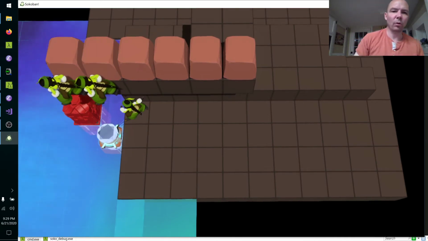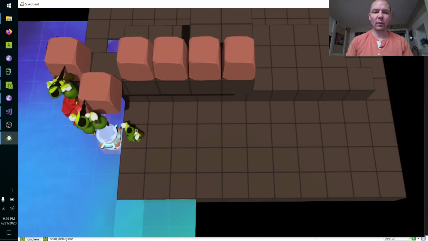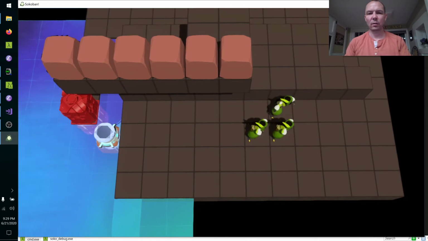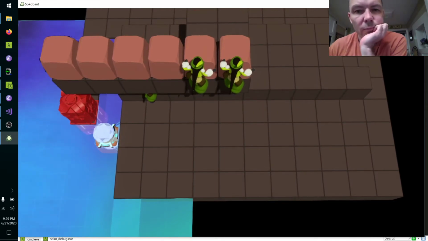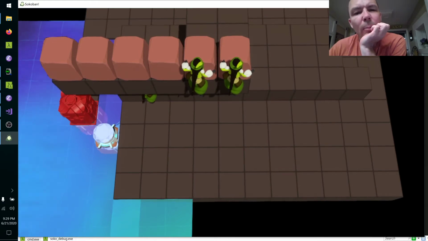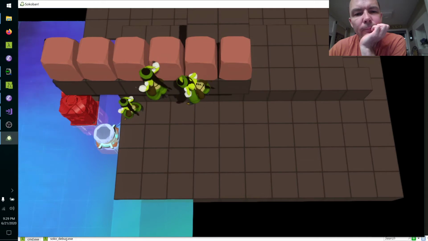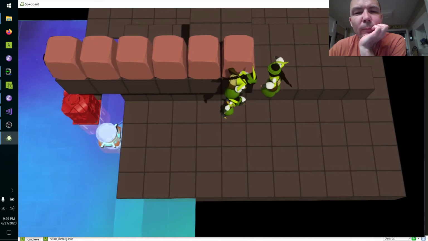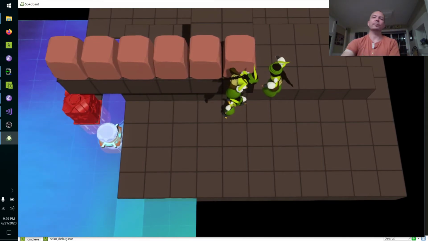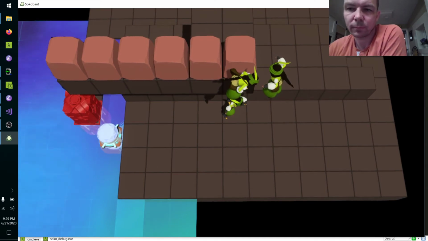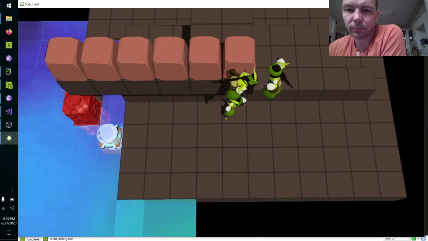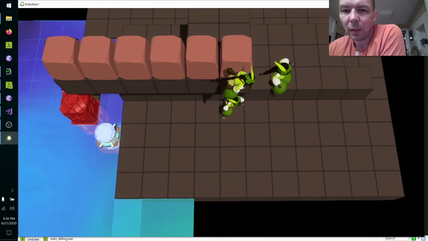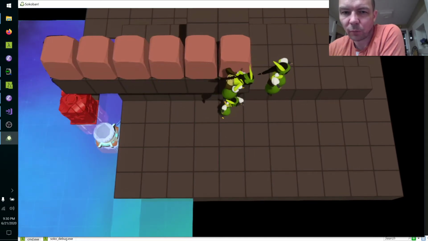Okay, it's not working. Okay, you cannot pull if you're clinging. That's just a thing. Oh, but if you can't pull if you're clinging, then this thing wouldn't work, because you can only cling off a pull.